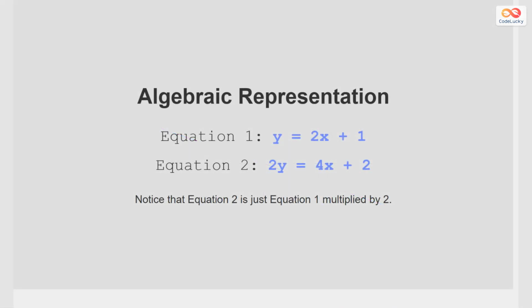Algebraically, one equation in a dependent system is simply a multiple of the other. For example, if you have y equals 2x plus 1, the second equation might be 2y equals 4x plus 2. Notice the second equation is just the first one multiplied by 2.